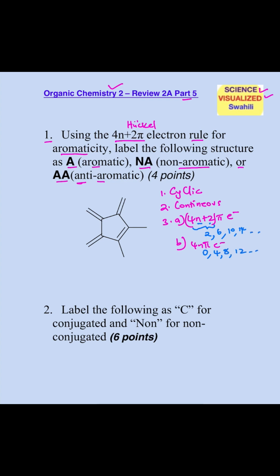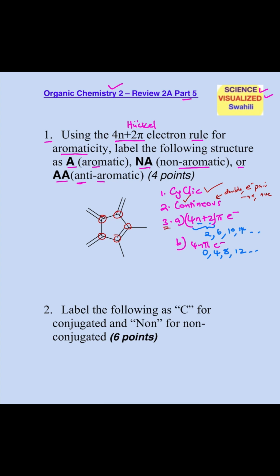Okay, number 1, is this structure cyclic? Yes, it is. So that one is satisfied. Number 2, do you have a continuous p orbital? So that means you either have a double bond or triple bond, or you have an electron pair, or you have a negative charge or a positive charge on carbon. So if you look at this structure, this carbon has a double bond, double bond, double bond, double bond, double bond. Therefore, that rule is satisfied.